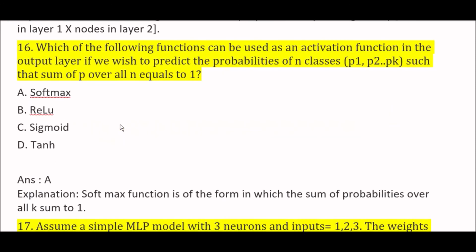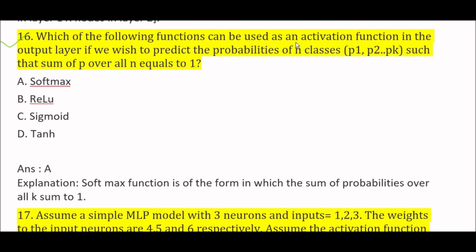Okay, next question. Which of the following functions can be used as an activation function in the output layer if we wish to predict the probabilities of n classes, P1, P2, up to Pk, such that the sum of P over all n equals 1? Option A, softmax; option B, ReLU; option C, sigmoid function; option D, tanh function. The right answer here is option A, softmax function, because in the softmax function the sum of probabilities over all classes sums to 1.